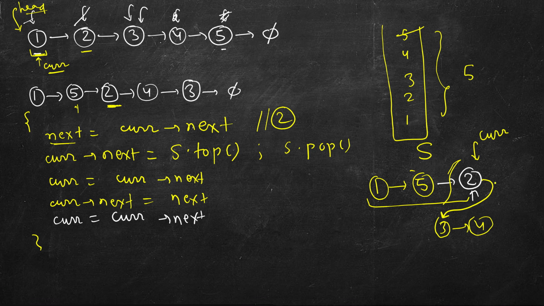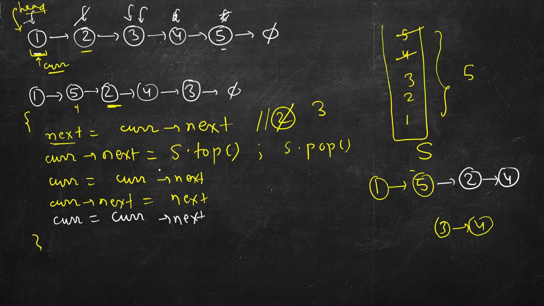So again, next we will store, that is 3. So this time next is 3, and current's next equal to s dot top, that is 4. So current was 2, so its next is now 4. So next of 2 is 4. And current equal to current next. So current comes here and its next is next, whatever we had saved. So that is 3. And current comes here at 3.